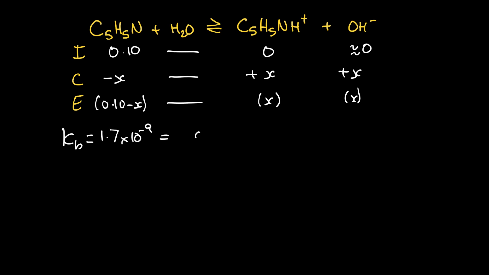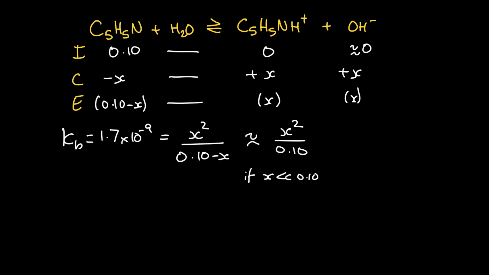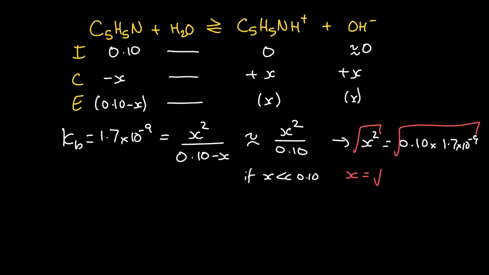This is equal to the concentration of products over reactants, so X times X over 0.1 minus X. Again, if X is much smaller than 0.1, that is approximately equal to X squared over 0.1. We can solve for X and check with the 5% rule. So how do we find X? X squared is 0.1 times Kb. We just square root both sides, so X is equal to the square root of 1.7 times 10 to the minus 10. My calculator says 1.3 times 10 to the minus 5.